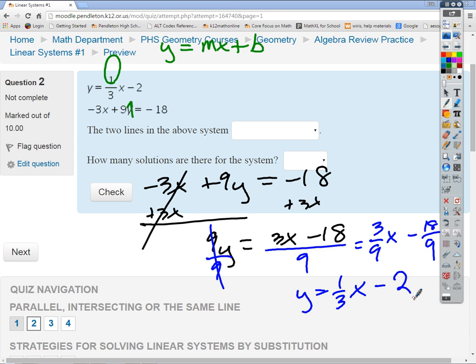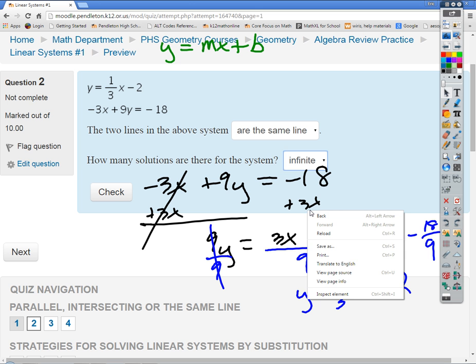Okay, so now you tell me, are those lines parallel or not? Yeah, in fact, they're parallel. They're even the same line, aren't they? So they don't cross, do they? So our answer would be they're the same line. There we go. And so if it's the same line, how many solutions?